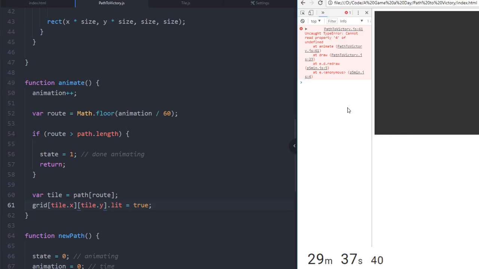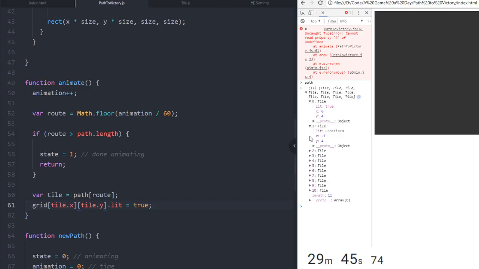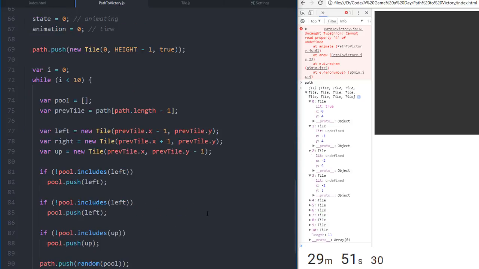Okay, we have the same problem. Let's look at path. We have 11 of them. X is 0, y is 4. X is negative 1. X is negative 2. Okay, so if it doesn't include left, and left.x is greater than 0, and left.x is less than width. That should have been obvious to me.